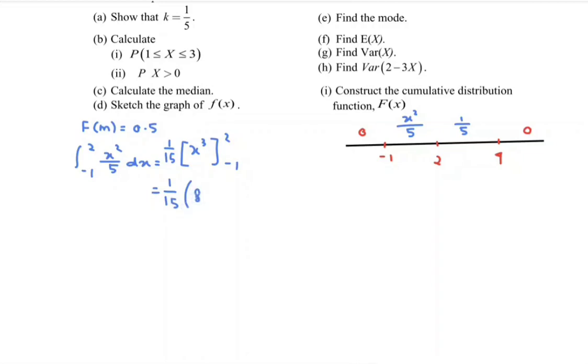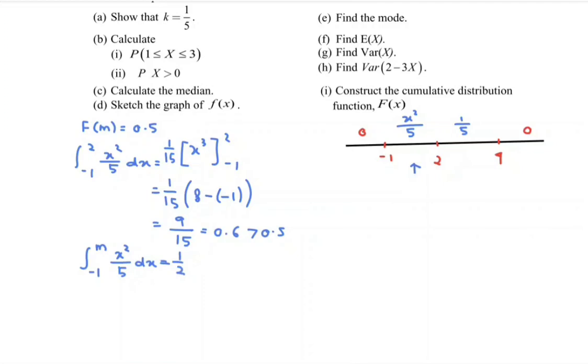So we will have 8 minus bracket negative 1. Then we will have 9 over 15. So in here, we have 0.6. And then notice that it is greater than 0.5. So we are sure and confirm that m is located in this part. So rewrite the situation. Integrate negative 1 until m. So the function will be x squared over 5 with respect to x equals to 1 over 2.